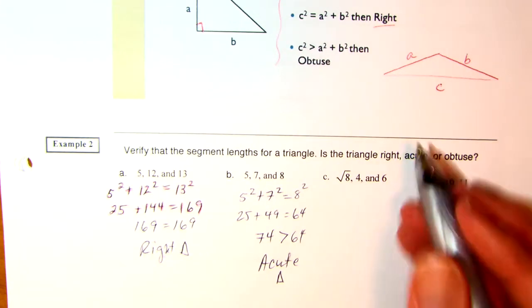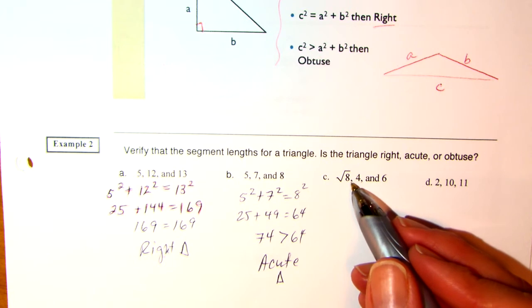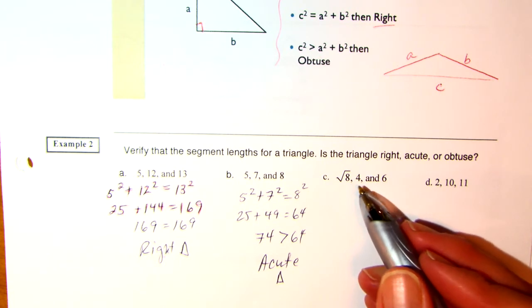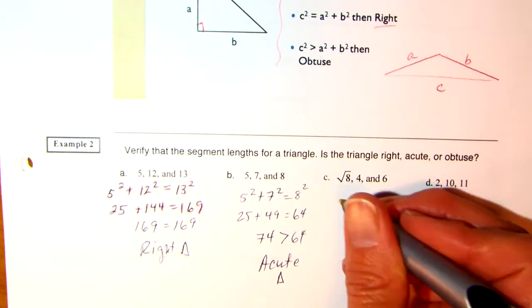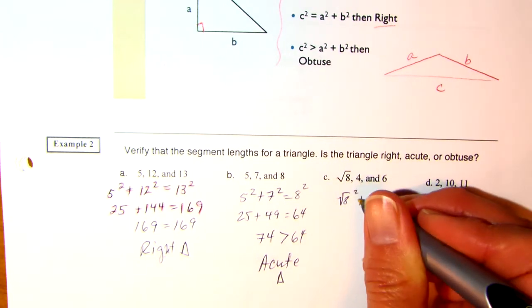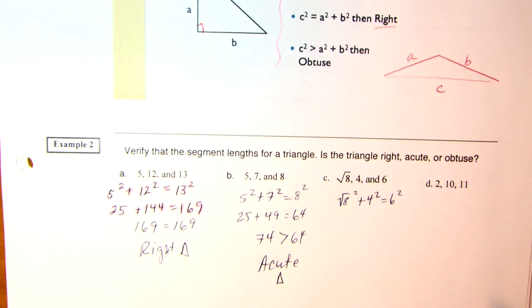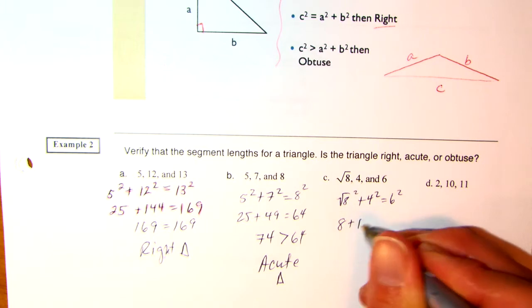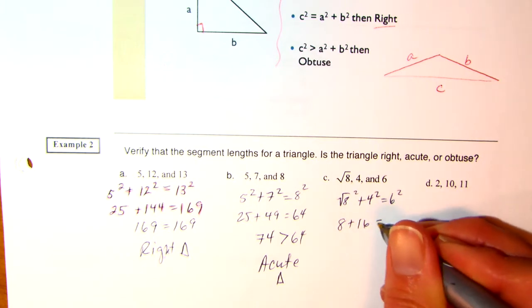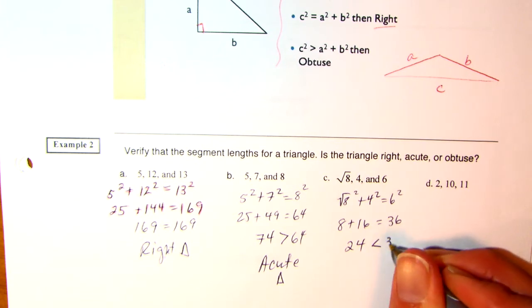How about this one? Okay, square root of 8, that's about 2 point something, because square root of 9 is 3. So square root of 8 squared plus 4 squared compared to 6 squared. And I think I conveniently put them in numerical order here. So 8 plus 16, does that equal 36? We have 24. It's less than 36.